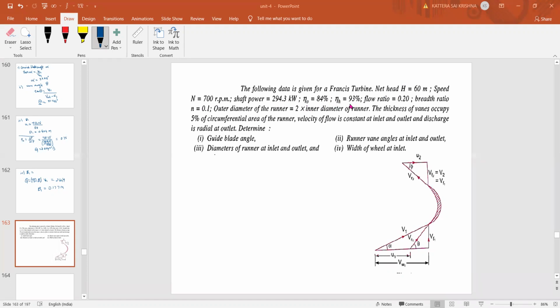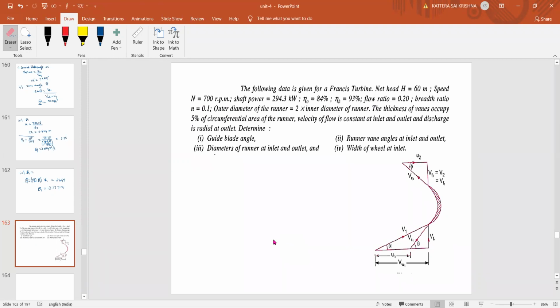hydraulic efficiency 93%, flow ratio 0.20. See here, breadth ratio, already I said, breadth ratio n equal to B by D. So n equal to B by D is given. Next, outer dia of the runner is 2 times the inner dia of runner.